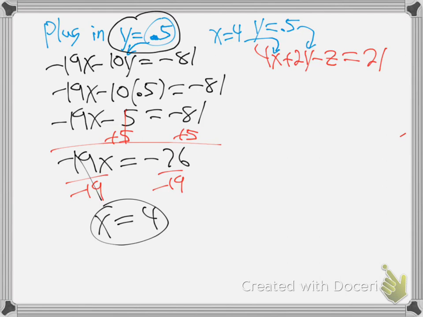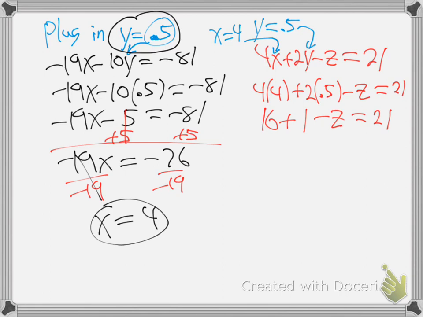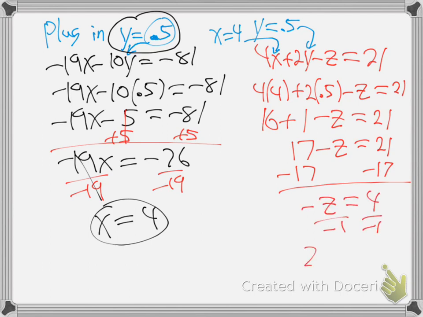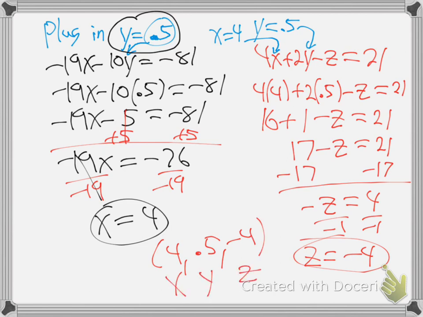And so what do we get? 4 times 4 plus 2 times 0.5 minus z is 21. What's that? 16 plus 1 minus z, that's 17 minus z is 21. Subtract 17 from both sides. Minus z is 4. Divide by minus 1, z is minus 4. So x, y, z, 4, 0.5, minus 4. There we go. That's a tough one.